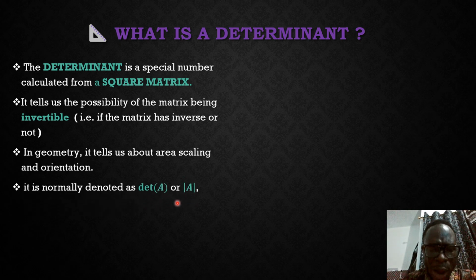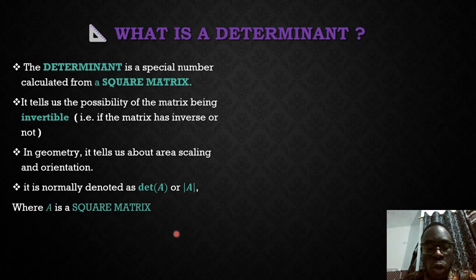Then in addition, if I want to write determinant, I need not write the full word, but rather write a short form, DET, then bracket the letter representing the matrix, for example, A, where this A is a square matrix. So the A can be a 2 by 2 matrix, 3 by 3 matrix, 4 by 4 matrix, and so on. Now let's look at this particular study, which is based on the 2 by 2 matrix.